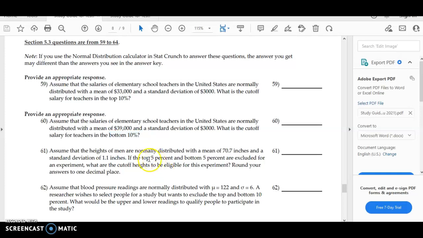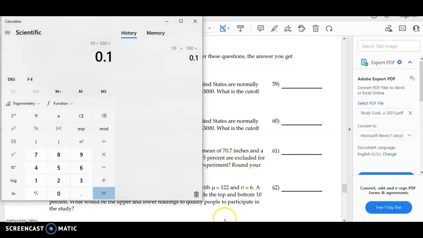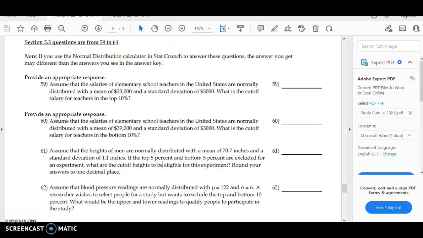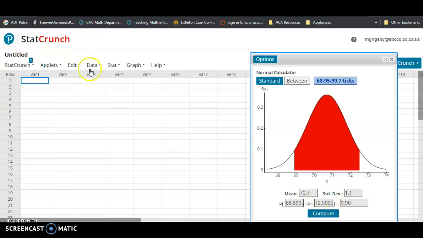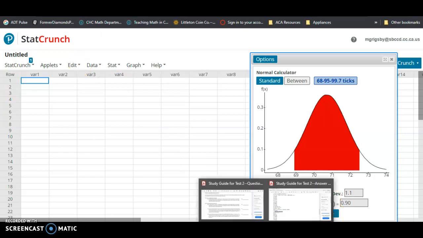Since we're excluding the top 5% and the bottom 5%, we have an area in the middle. The area in the middle is 90%, or 0.90. Rewrite that as a decimal. On the calculator, you're going to select the between option and type in the mean and standard deviation. The area in the middle is 90%. Click compute, and these would be your cutoff values. It should be close to what you see in the answer key.